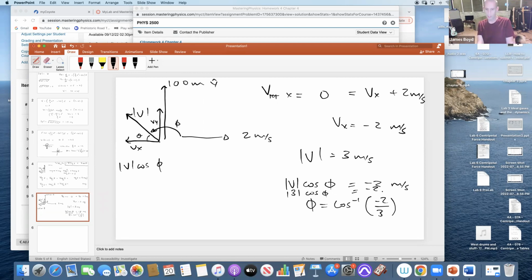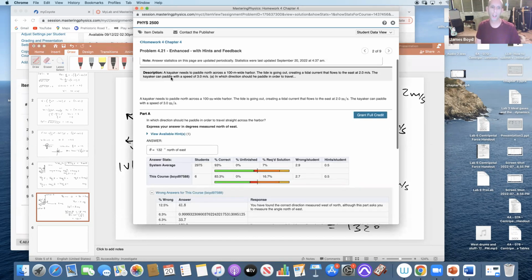The arc cosine of negative 2/3 is 132 degrees. You don't have to add 180 here. Cosine will give you the right values. So that looks about right from here. This is 90, so it's a little bit more than 90. It's not quite 180. So that should be correct.